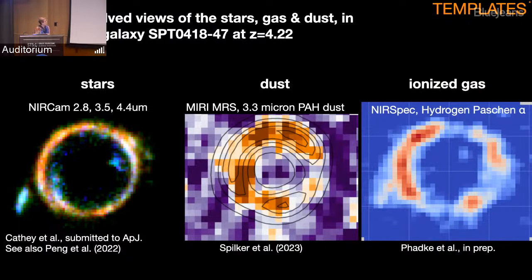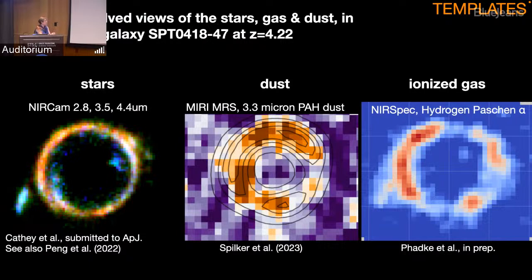The middle panel is a paper by Justin Spilker with that PAH feature. This is the most distant detection of PAHs. And interestingly, the PAHs are not where the ALMA continuum is. So the large dust grains and the small dust grains traced by the PAHs are in different places. So that's part of the complexity of pulling these galaxies apart on better spatial scales than we've ever seen, is that they don't behave the way you want them to.